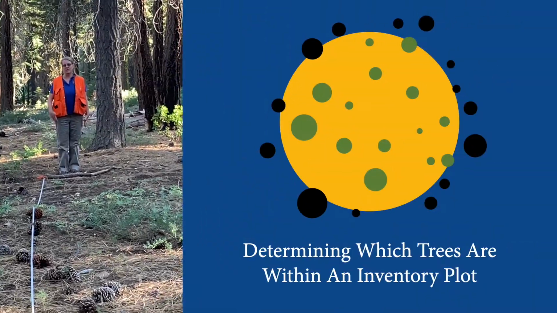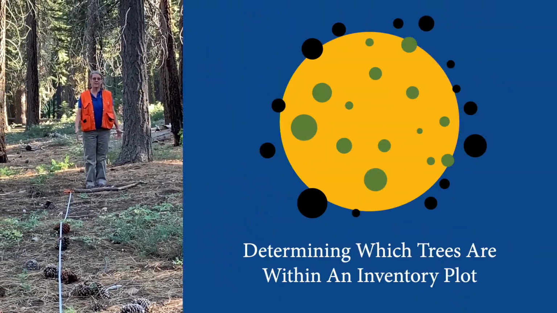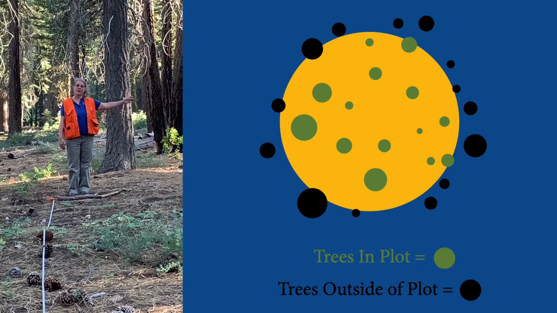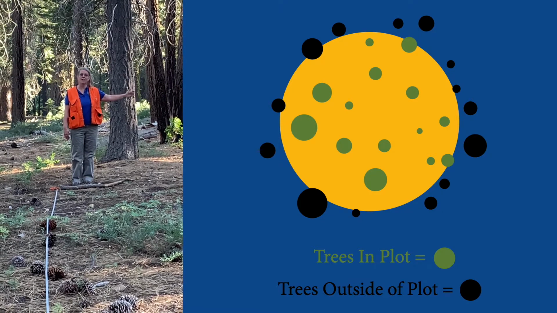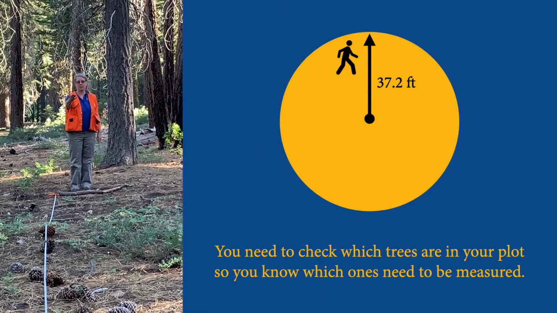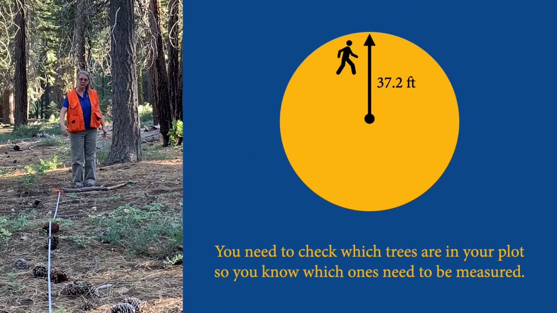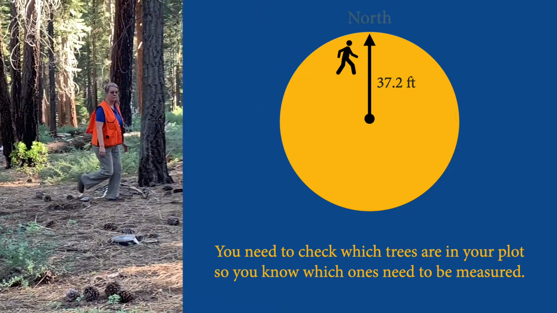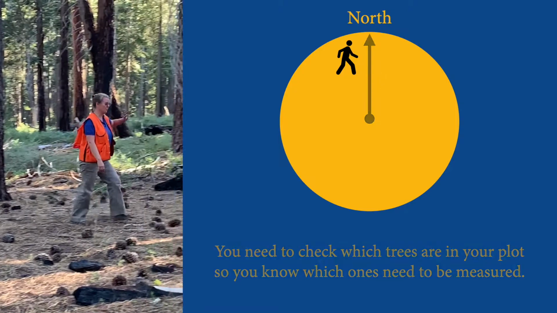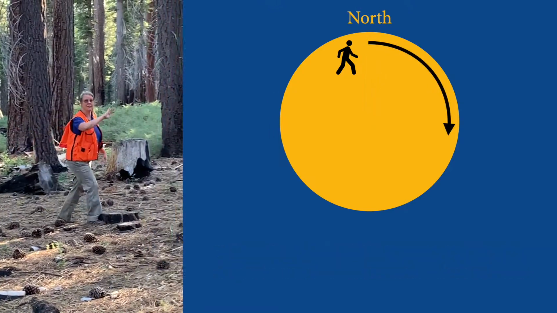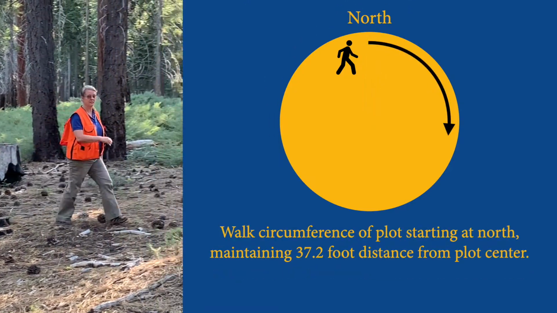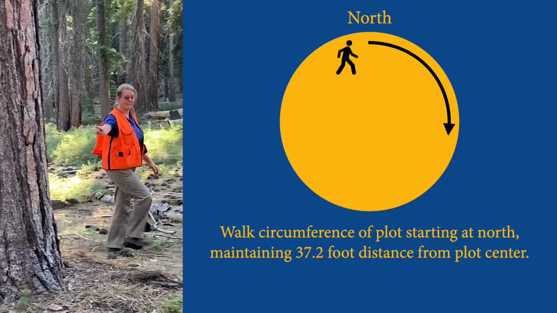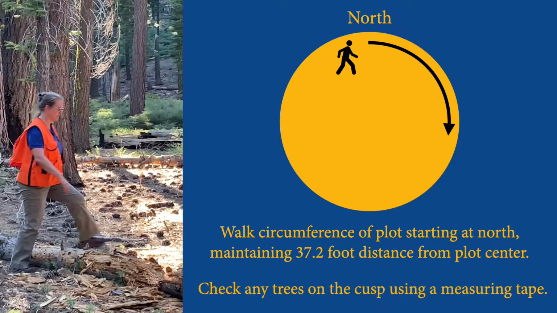Okay, now what I'm going to do is use this radius of the plot and walk around to identify which trees are in and which trees are out. I'm going to keep you, viewer, at the center of my plot, and I'm going to try and walk this same 37.2 around. Everything on my left is going to be out, and everything on my right is going to be in. So here's a nice, beautiful pine tree. That one's in. I'm going to walk through the forest.